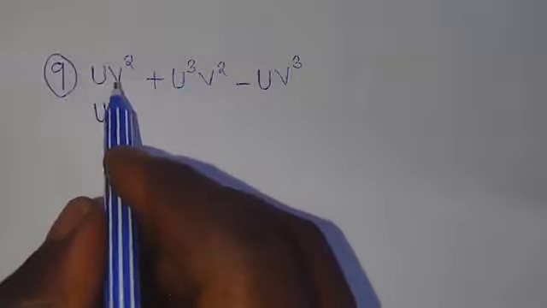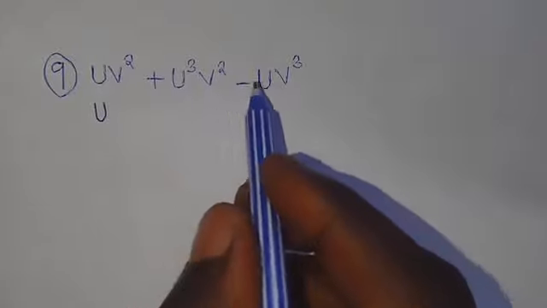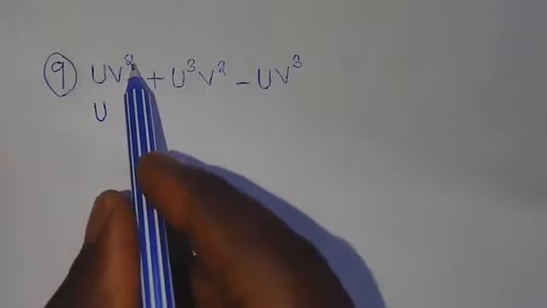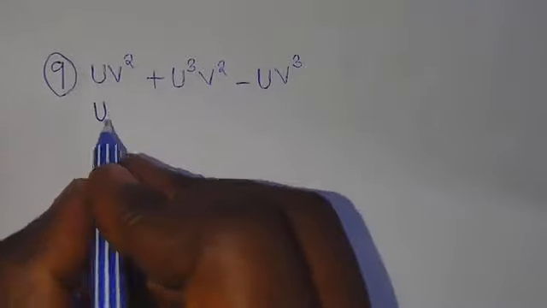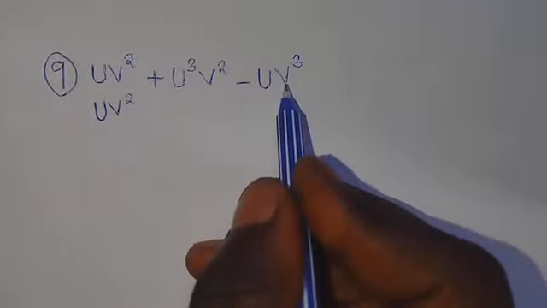In terms of v, we have v power 2 here, v power 2 here, and here we have v power 3. So v power 3 is the highest power. And here we have v power 2, even here we have v power 2. So v power 2 can be factored out because it can go into this, and into this.